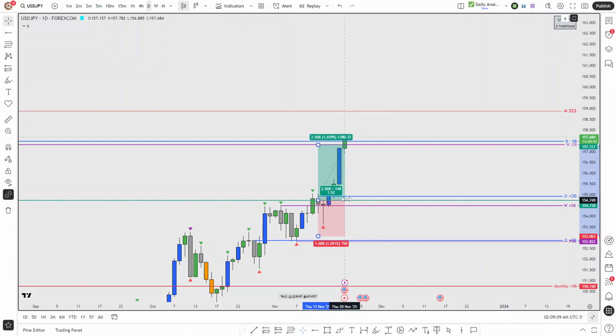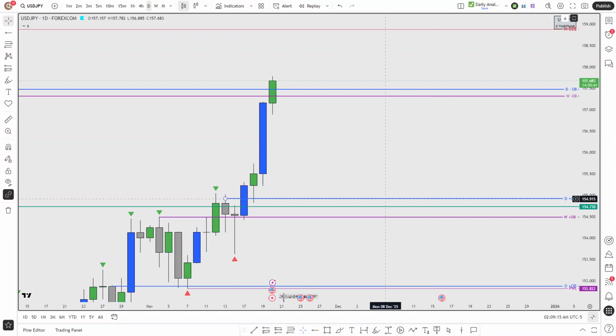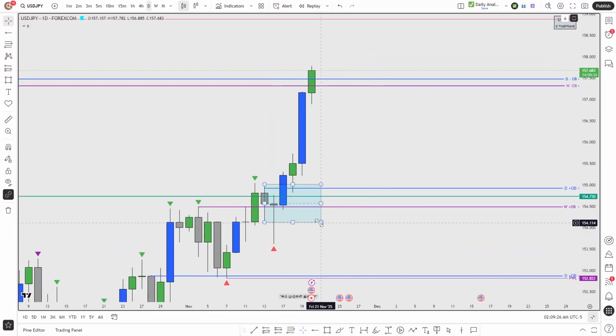It got TP hit. As soon as this first trade got completed, I'm just editing this now. You can see after tapping this weekly bullish OB, this is the weekly bullish OB, right? After tapping this weekly bullish OB, this is our daily OB. Can you see it here? So ideally, we should be considering this entire up-candle as a weekly bullish OB.